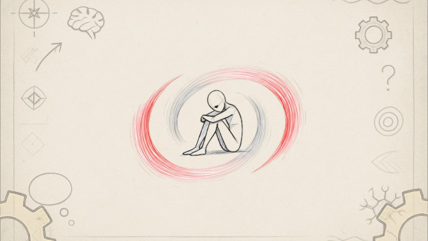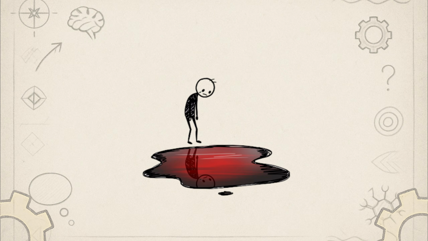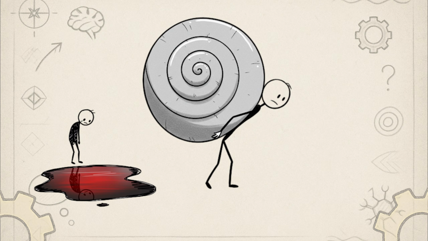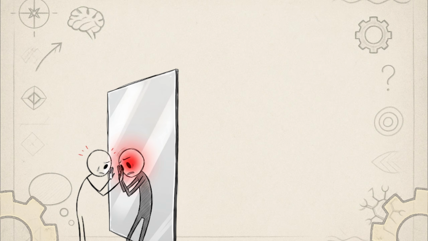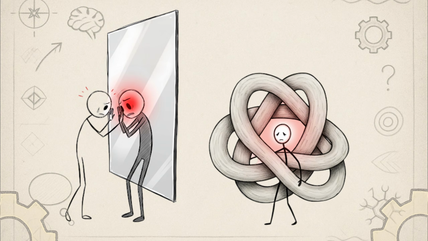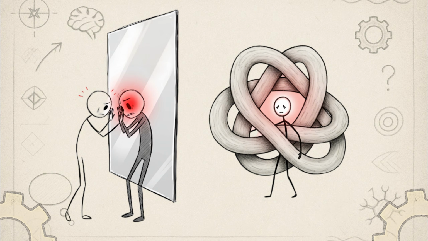But recursion isn't just in your head, it's in your feelings too. Ever feel anxious about being anxious? Sad that you're still sad? Guilty for not being over the guilt yet? Yeah, emotional recursion, a feedback loop of feelings. And let me tell you, the human brain is excellent at getting stuck in those.